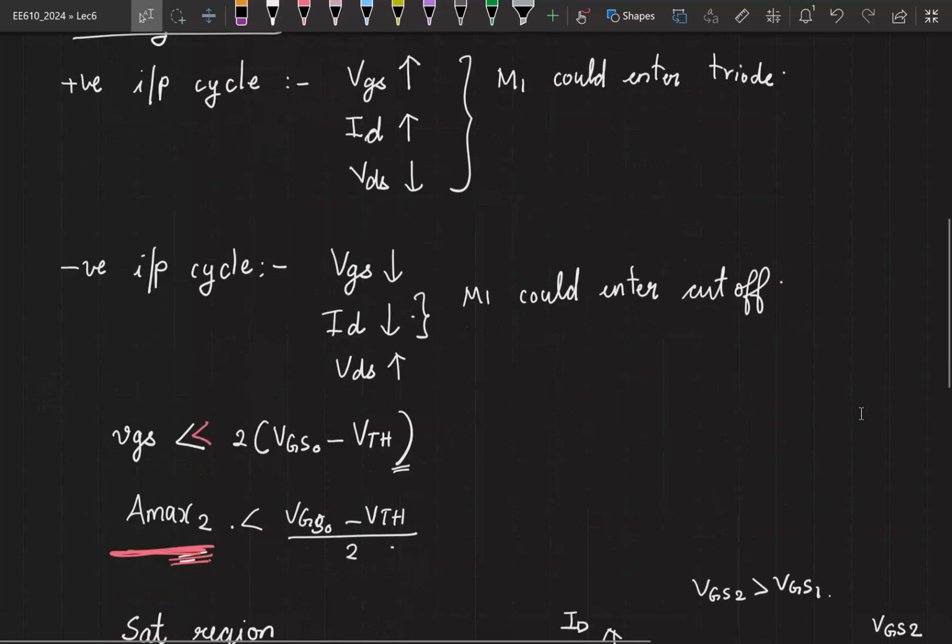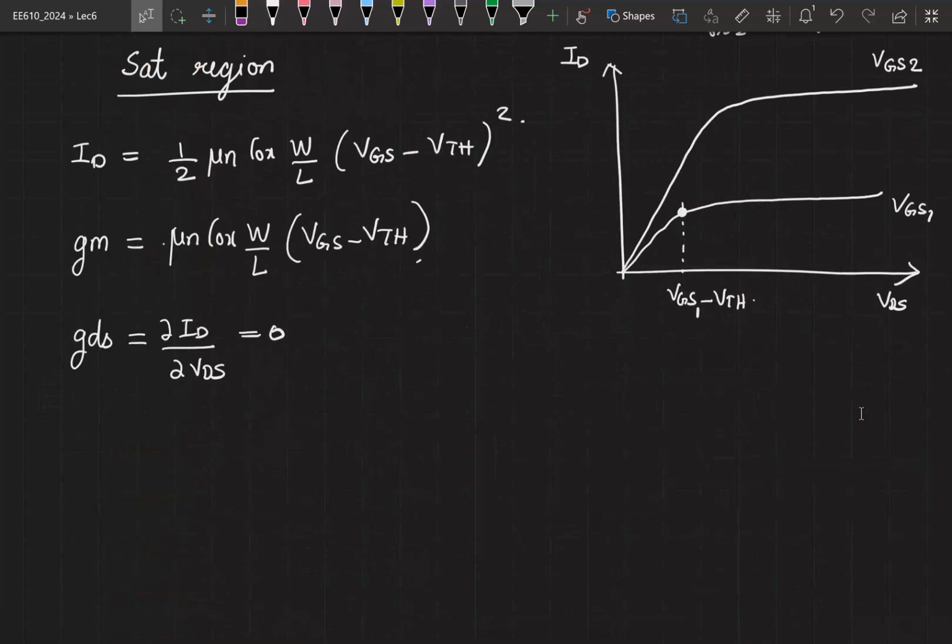So when I initially gave you the current equation for saturation region, I told you that there is one more factor here given by 1 plus lambda VDS, right? Where lambda is the channel length modulation parameter, and lambda is inversely proportional to the length of the transistor. You will learn more about this channel length modulation and this lambda parameter in your device physics course. For the purpose of this course, just understanding this behavior is sufficient.